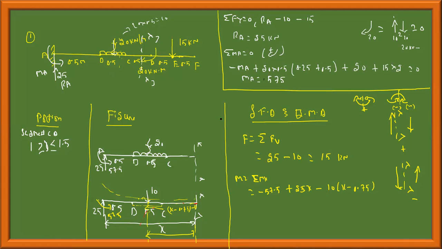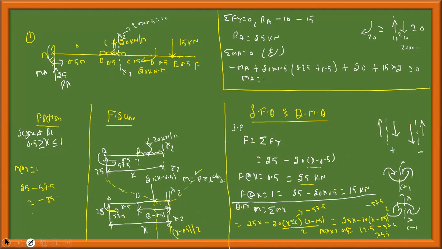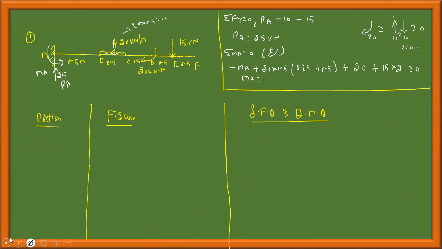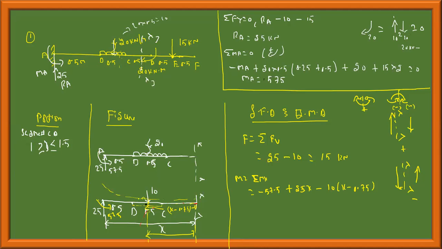When the section passes on the UDL, what I have done is I have taken the UDL, this is 0.5, then this will be x minus 0.5. Then half of this will be (x minus 0.5) by 2. This is one case. When the section passes away from the UDL, I will subtract the distance 0.5 minus 0.25, therefore 0.75. This is the distance 0.75. Force into perpendicular distance, I have taken this.